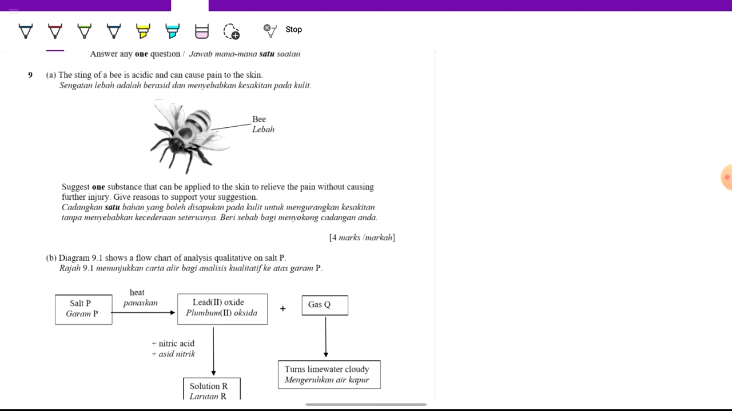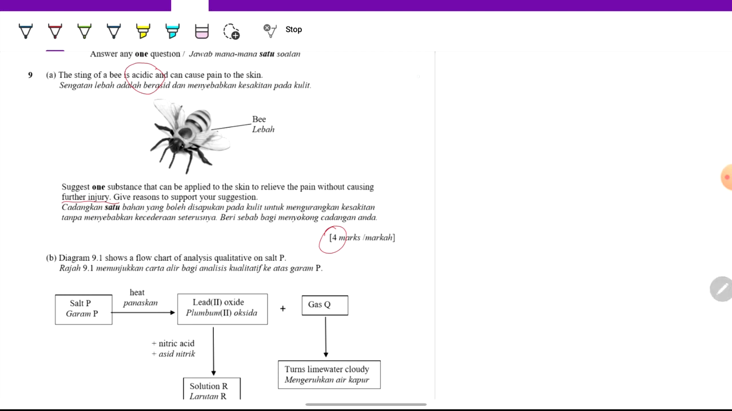Now we look at question number 9. The sting of a bee is acidic and can cause pain to the skin. Suggest one substance that can be applied to the skin to relieve the pain without causing further injury. Give a reason to support your answer. 4 marks. You have to know the bee sting is acidic, so we have to choose something that can neutralize the acidic sting. But we cannot choose a strong alkaline, so we must choose a weak alkaline. In our daily life, an example of a weak alkaline is bicarbonate of soda, which is very suitable to neutralize the acidic sting of a bee.